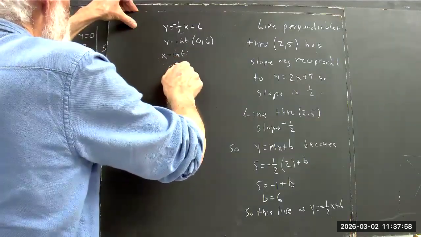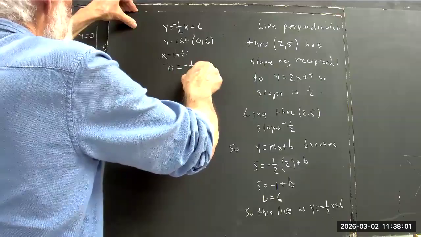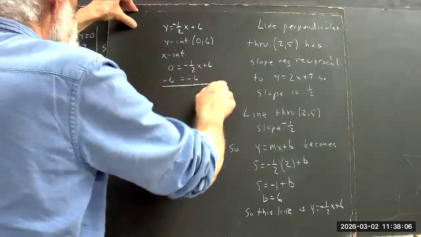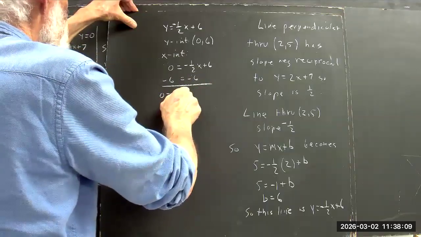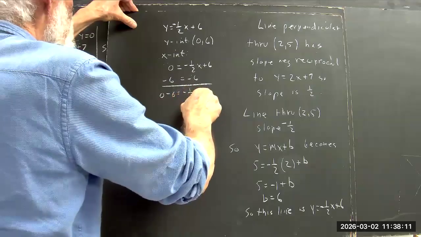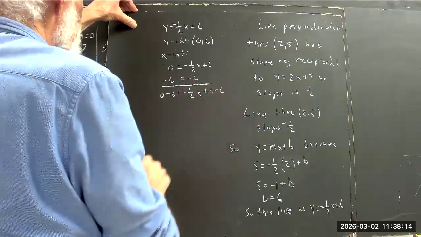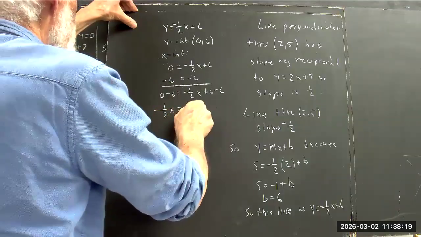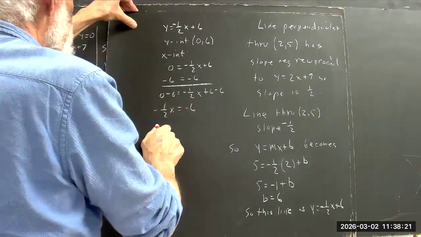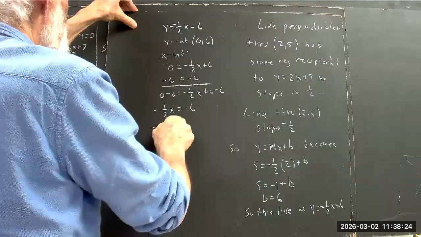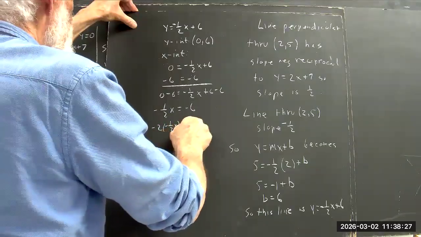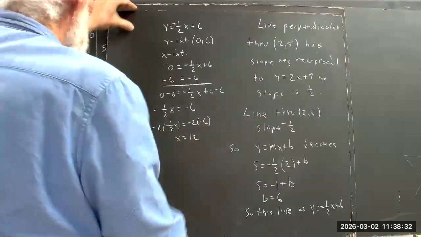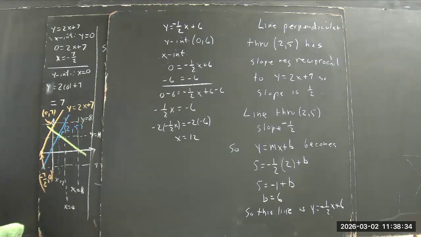X-intercept: 0 equals negative 1/2 x plus 6. We'll add negative 6 to both sides to get 0 minus 6 equals negative 1/2 x plus 6 minus 6, which simplifies down to negative 1/2 x equals negative 6. Multiply both sides by negative 2, and we get x equals 12. Okay.